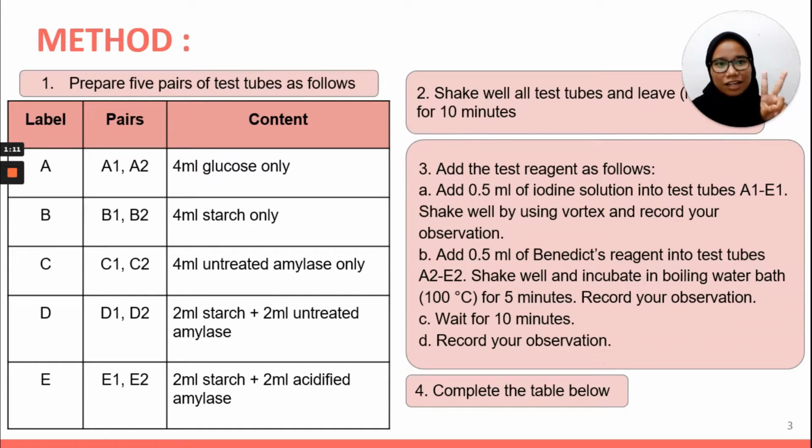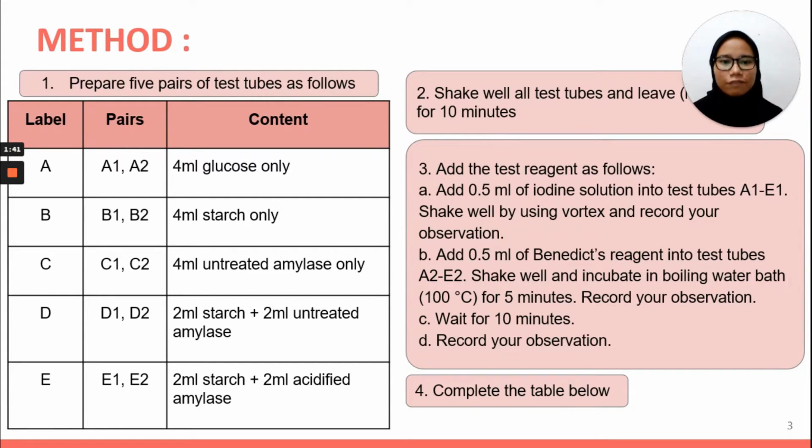After that, the second method is we need to shake well all the test tubes and leave them in a stand condition for 10 minutes. After that, add the test reagent as follows. Add 0.5 ml of iodine solution into test tubes A1 until E1. It means A1, B1, C1, D1 and E1. Shake well using a vortex and record your observation.